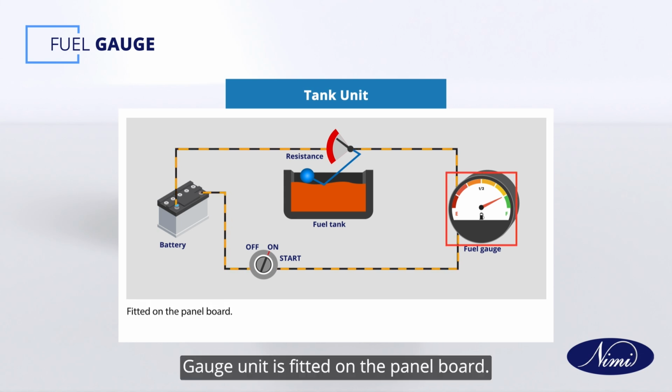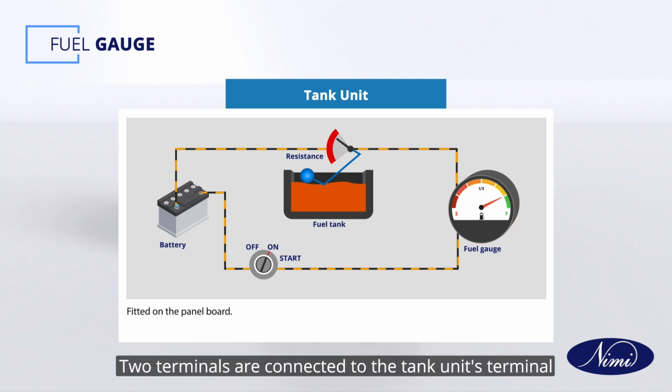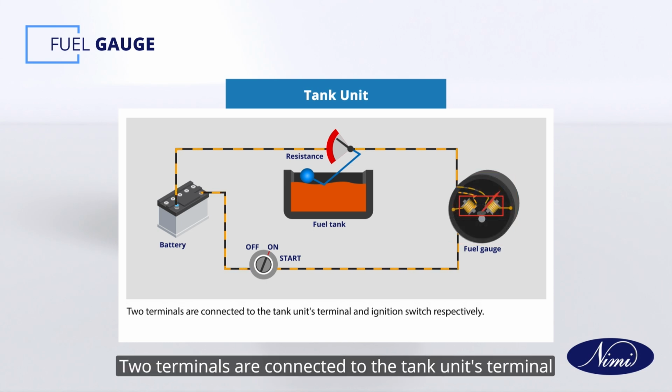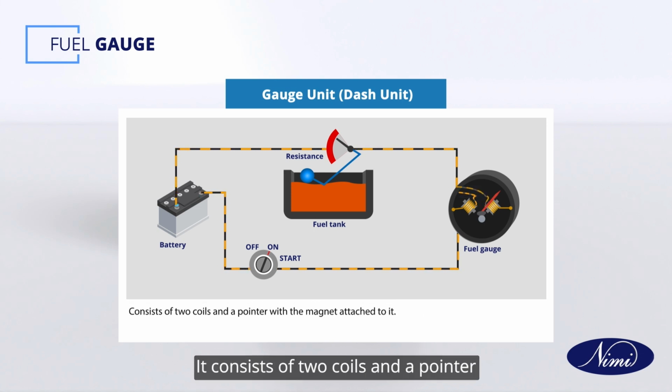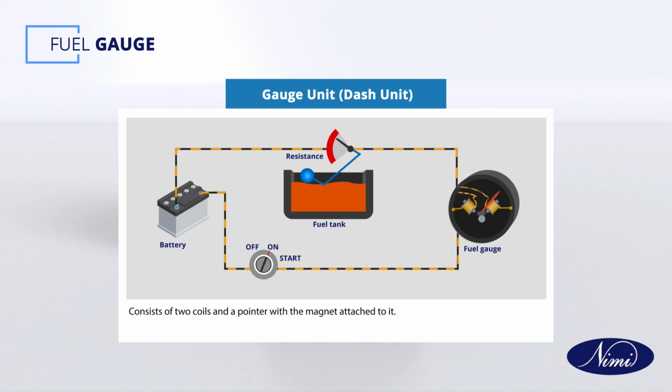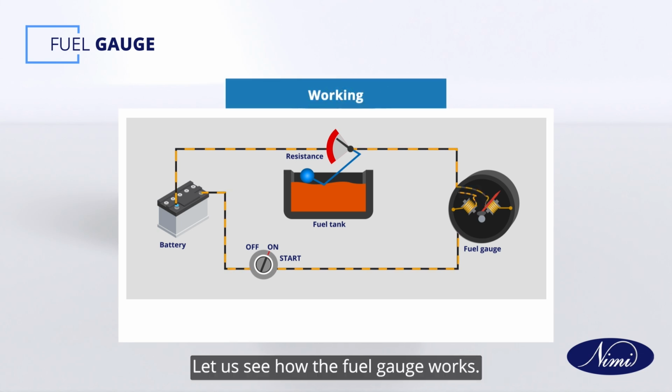Gauge unit is fitted on the panel board. Two terminals are connected to the tank unit's terminal and ignition switch respectively. It consists of two coils and a pointer with the magnet attached to it. Let us see how the fuel gauge works.